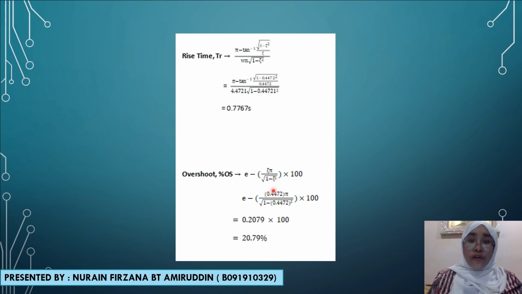Next, for the percentage of overshoot, the formula is exponent negative, open bracket, zeta pi over square root 1 minus zeta squared, close bracket, times 100. By substituting the zeta value, we get the percentage overshoot, which is 20.79%.